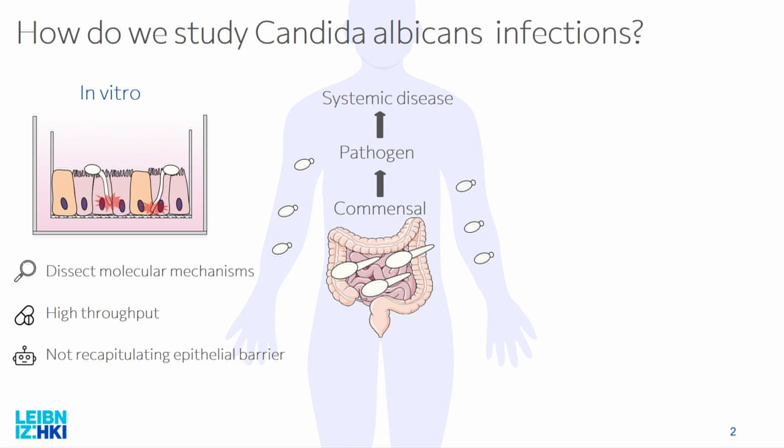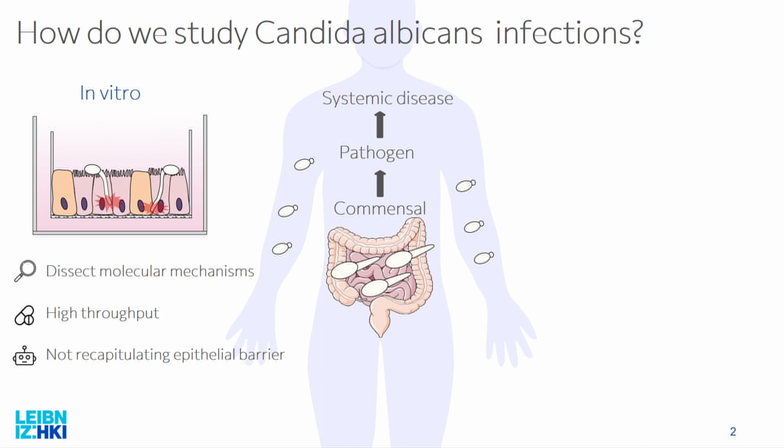In vitro models are the most advanced ones, based on transwells, and we have CACO2 cells sometimes together with goblet cells. And they have been really useful to dissect molecular mechanisms because they allow us to zoom in a lot. And for example, many of the functions of the genes of Candida have been discovered in these models. And they are also used to do drug discovery because they are high throughput. But for this specific case, we have the problem that they do not recapitulate the epithelial barrier, so we cannot really study how Candida albicans is going to cross it.